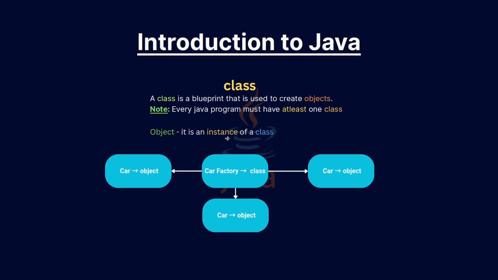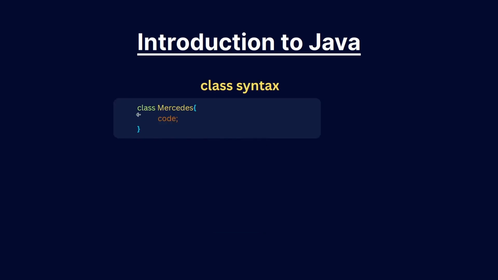A class can build multiple objects, but don't worry about classes and objects right now. We are going to cover them later in the object-oriented programming section. This is how you define a class in Java. You start with the class keyword, then the class name, and remember it must start with a capital letter. And as I've said, every Java program must have at least one class. That means that every code that you write must be inside these curly braces.